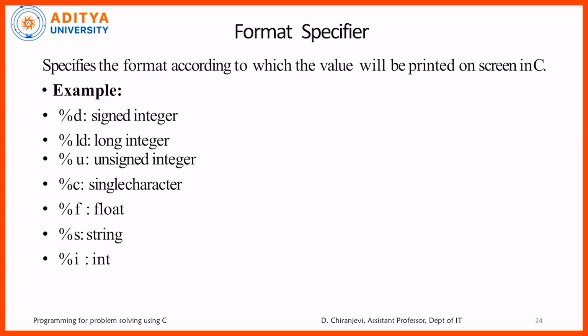And to display the respective data on the screen, you need to use format specifiers. They specify the type of values held by a variable. For signed integer or integer it is %d, long integer %ld, and for unsigned integer you need to use %u. For character you write %c, to display float you write %f, for string %s, and for integer it is also %i.